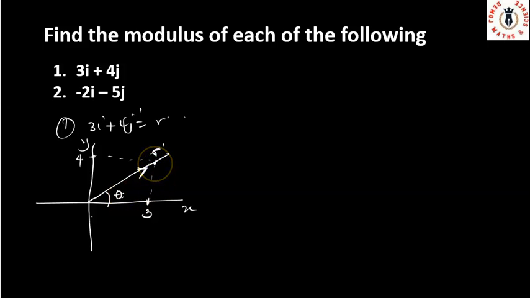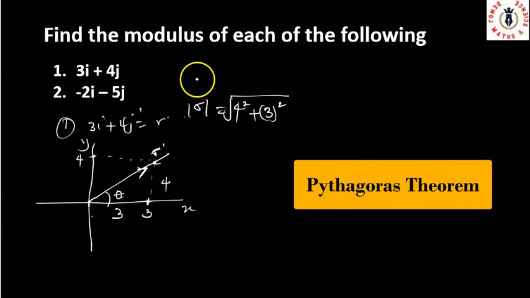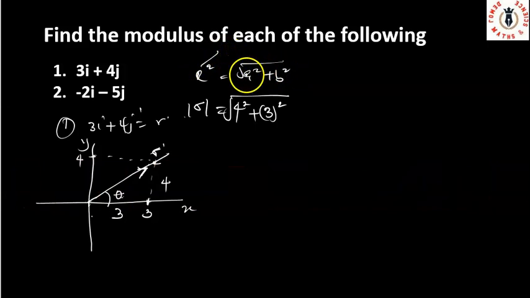Now using our Pythagoras theorem, from here to here I have 4, and from here to this side I have 3. This is a right-angled triangle. Using my Pythagoras theorem, we can easily say that my modulus r is the same thing as the square root of 4 squared plus 3 squared. Remember, Pythagoras theorem says that c squared is equal to a squared plus b squared, where c is the longest side of the triangle and also the hypotenuse of the triangle.